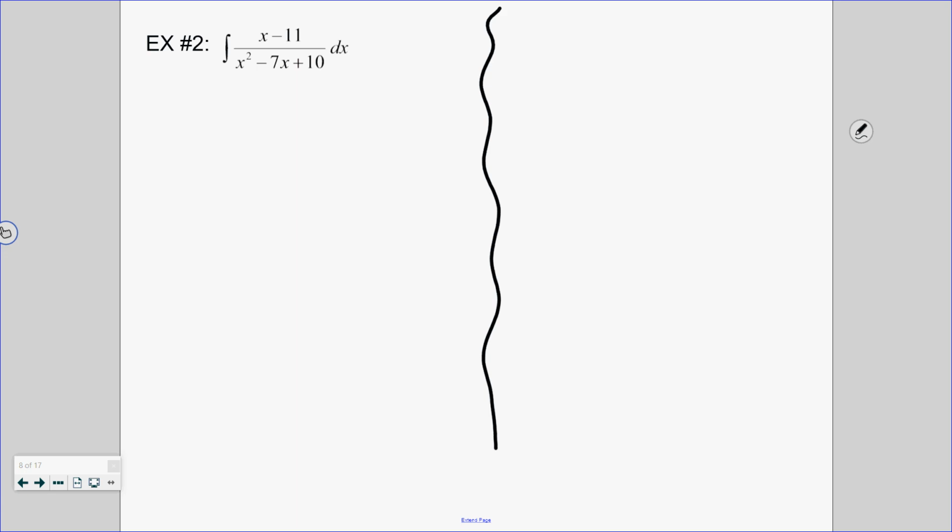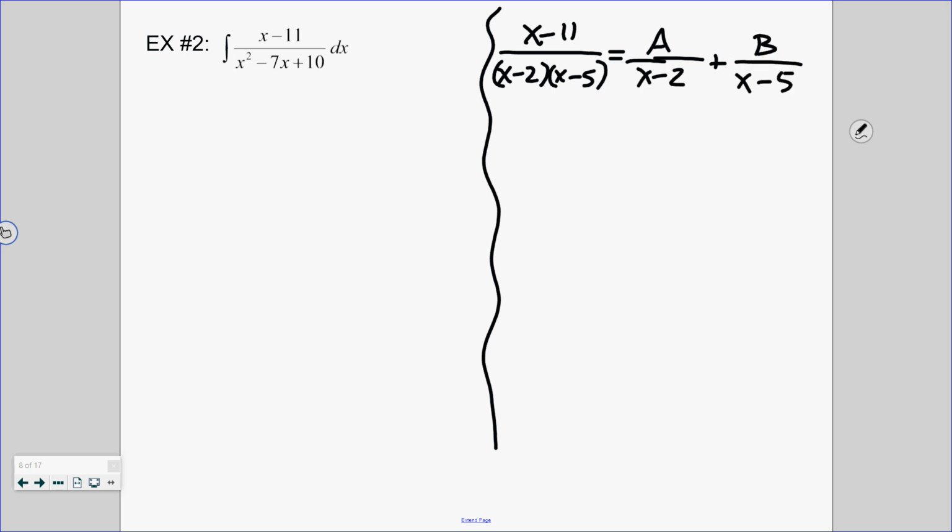So we're going to do partial fraction decomposition. So we go to the side and we write x minus 11 over, and go ahead and factor the bottom as you copy it over. So we have factors of 10 that add to negative 7. So that's going to be x minus 2, x minus 5. Then it doesn't matter what's on the numerator over there. We're always going to write it as A over one of the factors plus B over the other factor.